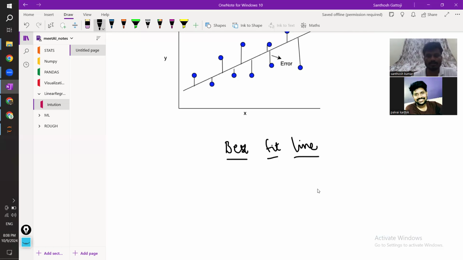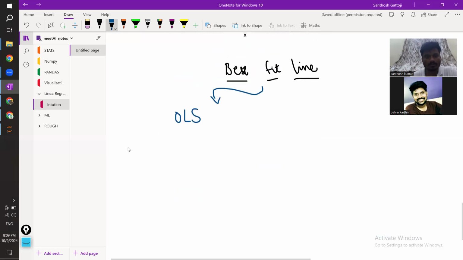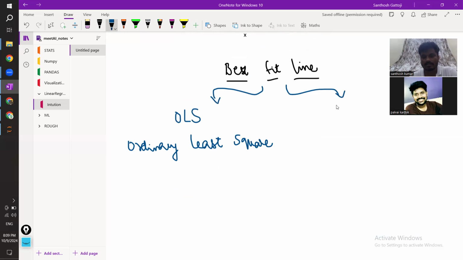Okay, fine. So to find this best fit line, in this concept of linear regression, you have two main methods. One is called OLS, ordinary least square. And the second is GD, that means gradient descent.